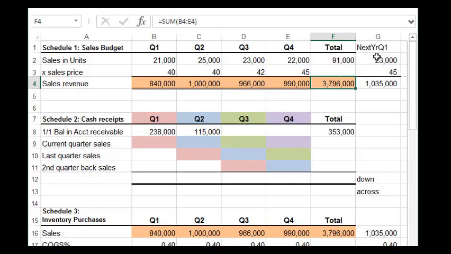You'll notice that over here, to the right of the total column, I have some information for the next quarter, for quarter 5, or in this case, it would be Q1 of year 5. And we need that information because some of our budgets look forward to compute things like a desired ending inventory number.